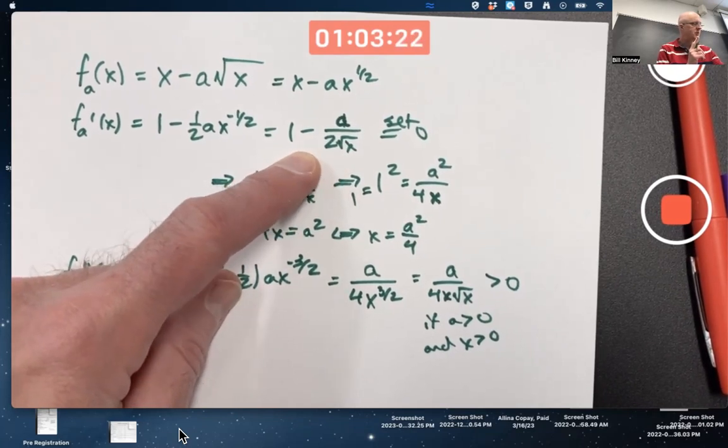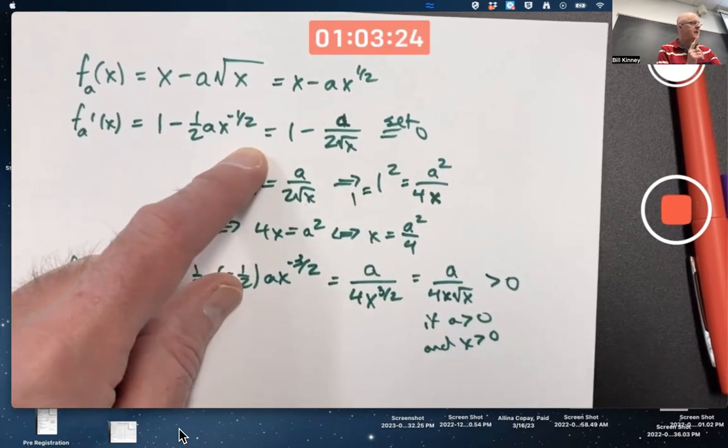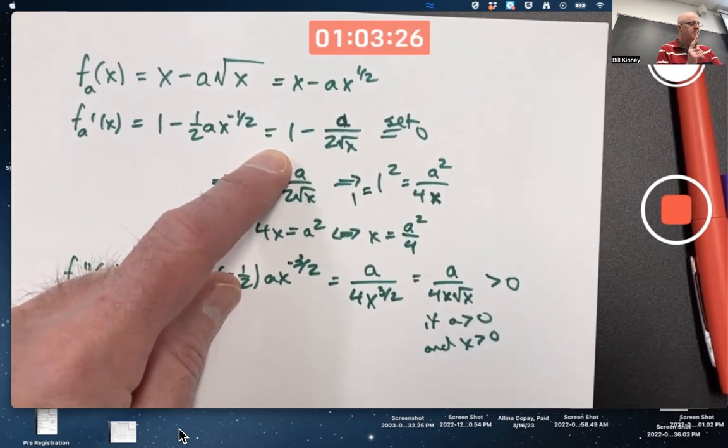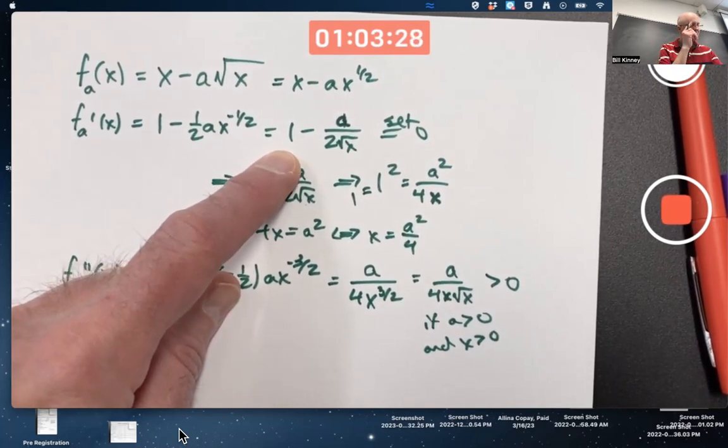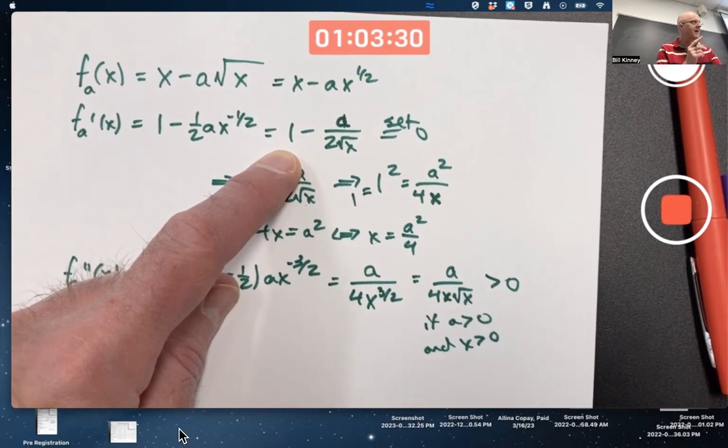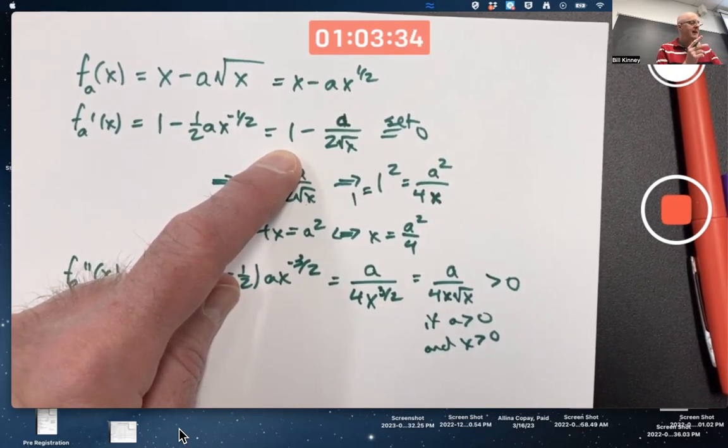Actually, this equation doesn't prove this because this equation assumed x is positive to begin with. But it's hinting that the derivative graph might have a vertical asymptote at 0. f prime of 0 is undefined.